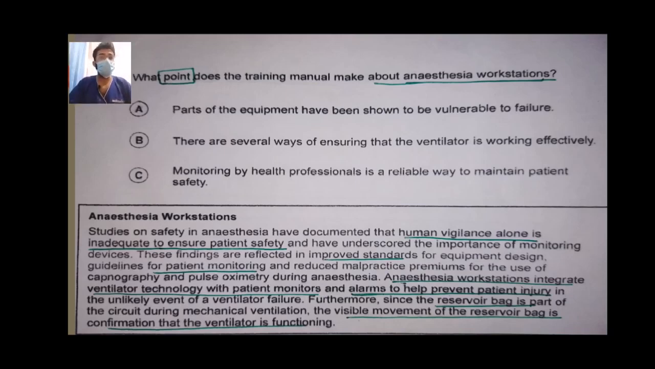Option A: parts of the equipment have been shown to be vulnerable to failure. No, I don't think this is the answer. Option B: there are several ways of ensuring that the ventilator is working effectively. Yes, there is a reservoir bag. The proper functioning of the reservoir bag confirms that the ventilator is functioning very well. And oh yes, there is an alarm as well in the ventilator. So the alarm of the ventilator and the movement of the reservoir bag confirm whether the ventilator is functioning well or not. So our answer is B. What is B? There are several ways of ensuring the ventilator is working effectively.